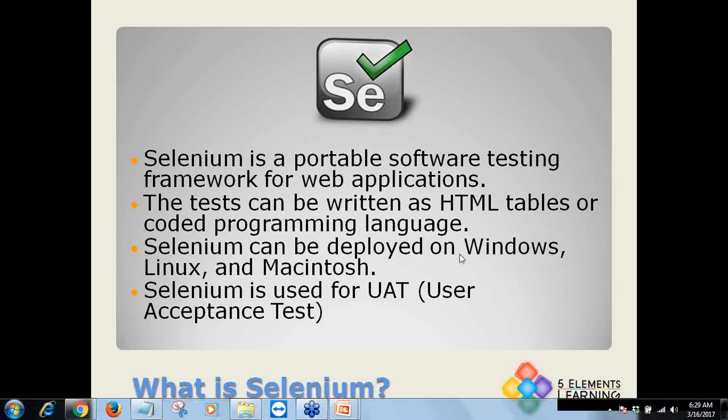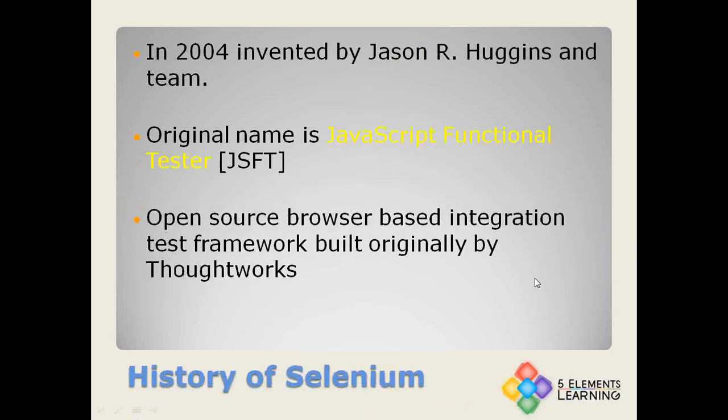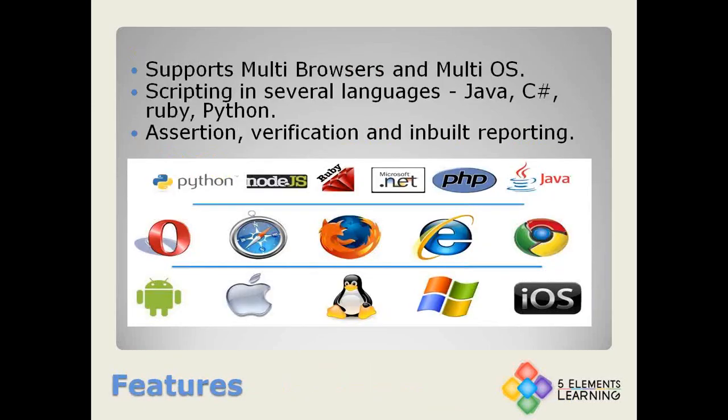So Selenium is effectively used for functional testing of web applications, and it is an open source tool. The tests can be written down as HTML tables and in different programming languages. We can use Selenium on different operating systems, and it is generally used for the user acceptance test. So Selenium was invented by Jason R. Huggins and his team, and its original name was JavaScript Functional Tester.